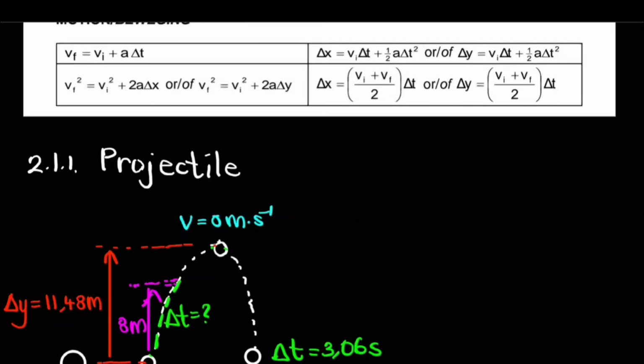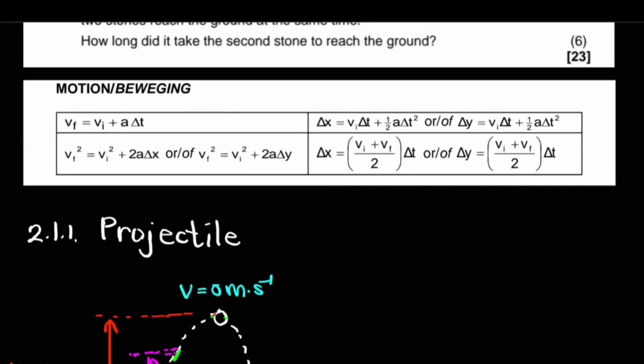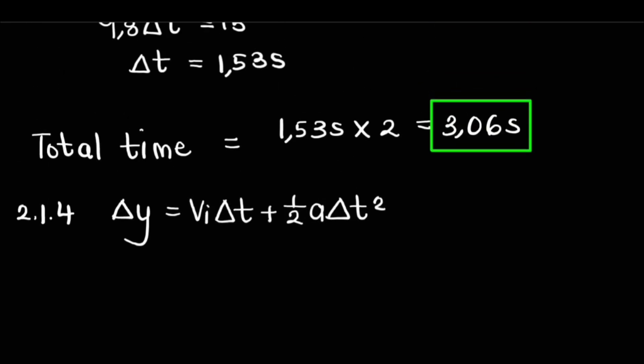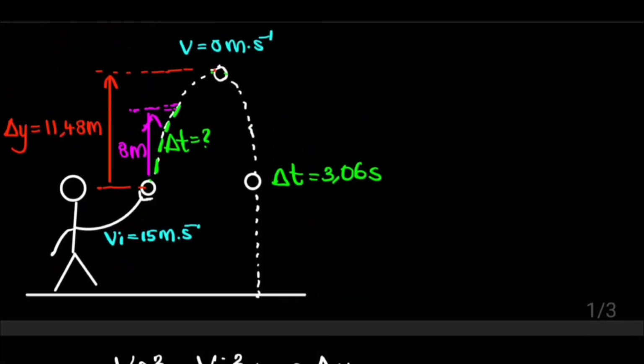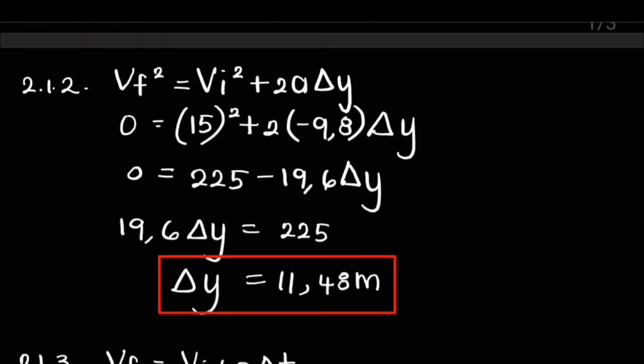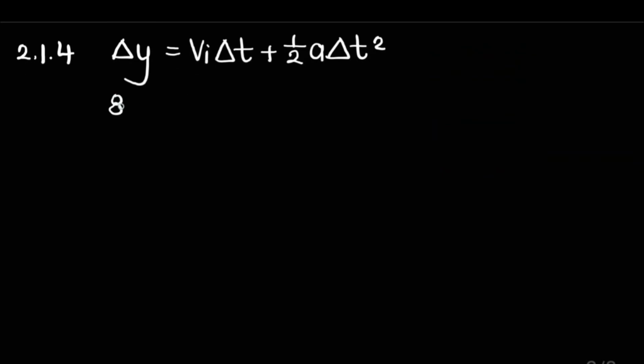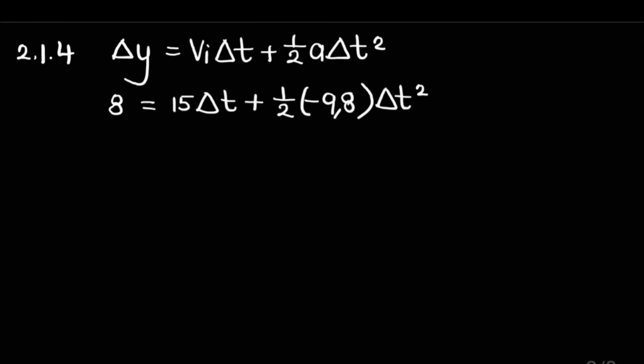So for situations where VF is unknown, the only formula that we have without VF in it is this one. Delta Y is equal to VI delta T plus half A delta T squared. So delta Y here is going to be 8, since the object moved 8 meters above the hand. VI is 15, it is positive 15 because the ball was thrown up, but delta T is unknown. Plus a half into A is negative 9.8, delta T is unknown again.